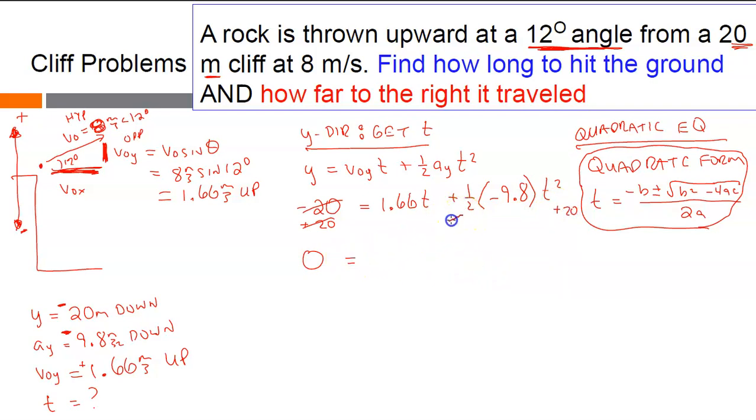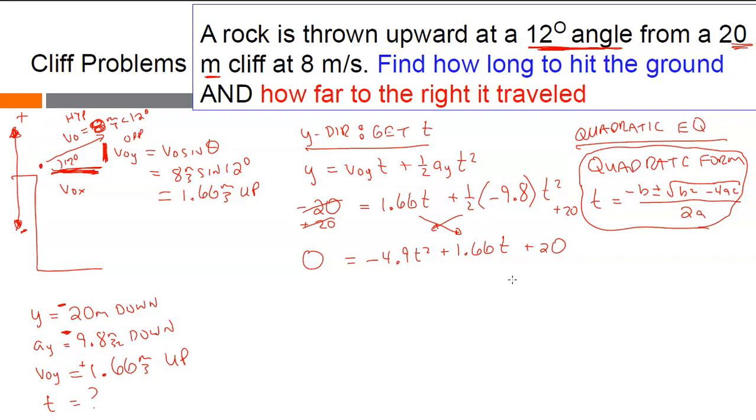I need the t squared term in first place. Half of negative 9.8 would be negative 4.9 t squared. So he just moved up to first place. This guy is going to fall back into second place. It was positive here. It needs to stay positive. And then I've got that plus 20 hanging on for dear life at the end. Okay? That's the quadratic that I want to solve. I have moved it around until it's in descending order.